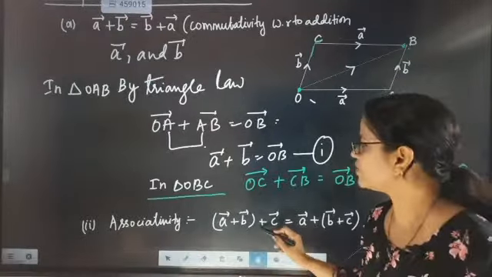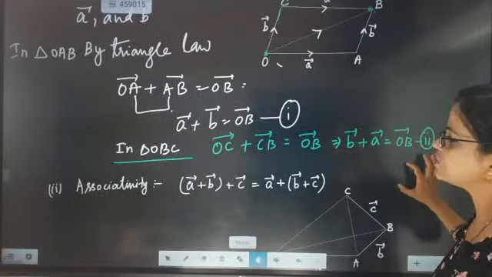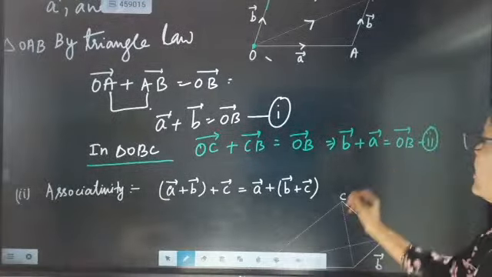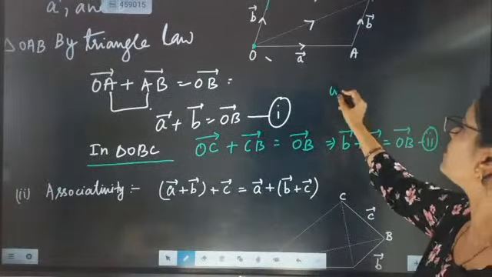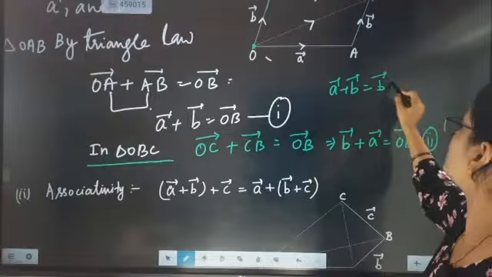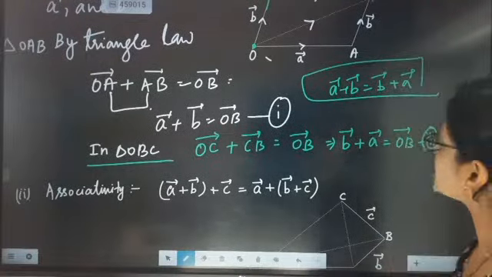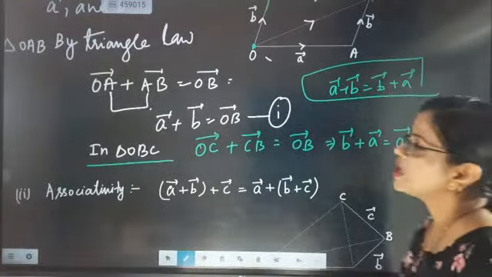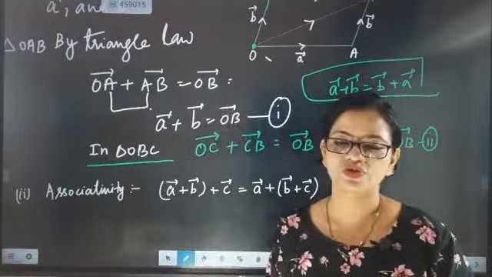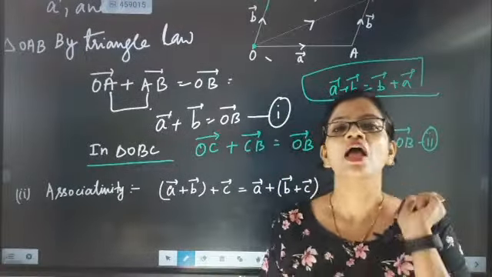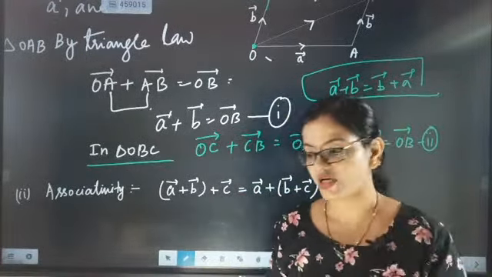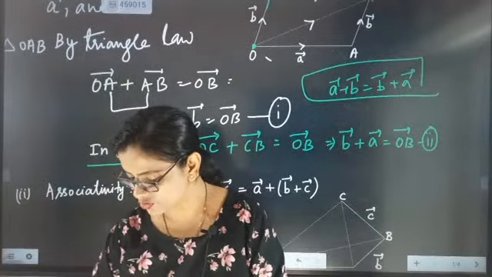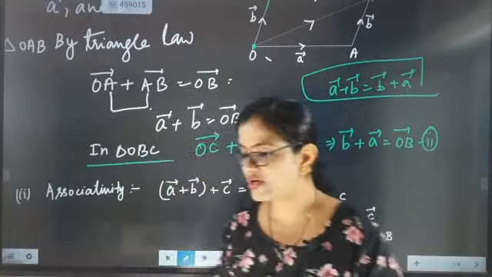So from equation 1 and equation 2, what have we generated? From equation 1 and equation 2, we came to know that A vector plus B vector will be equal to B vector plus A vector. Story over. This is exactly called commutativity with respect to vector addition. Here we have added two vectors, so we came to know one conclusion: addition of two vectors is always commutative.